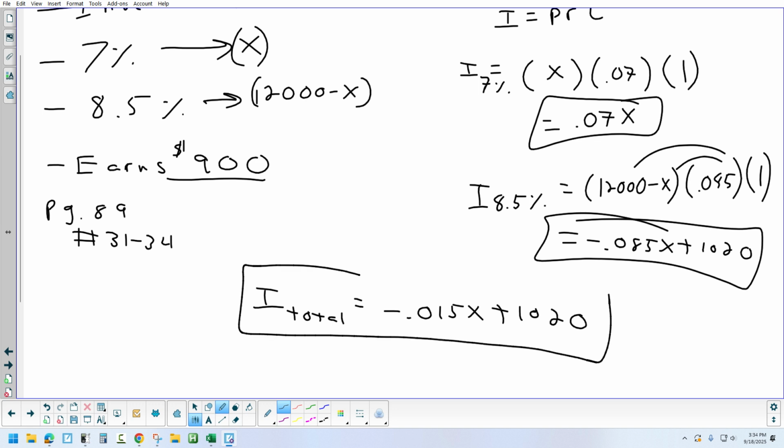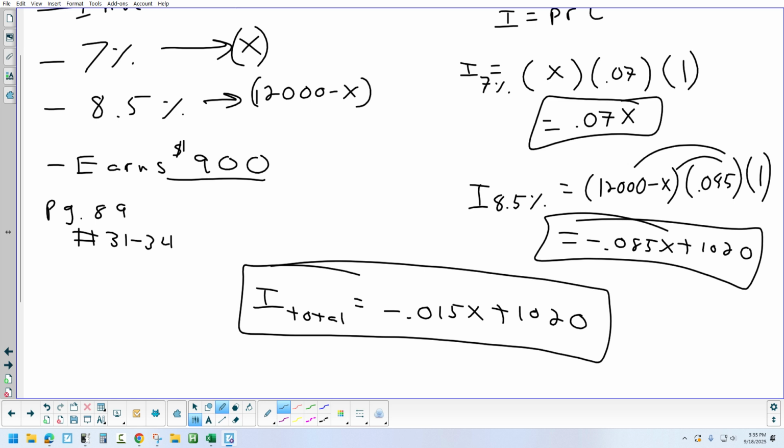Okay, so now we've got a formula that represents the total interest. How much total interest did this person earn for the year? $900. They earned 900. So where does that 900 get plugged into our total formula? It's either the X or the total. It would be one of those two locations. Where does that 900 get plugged in?